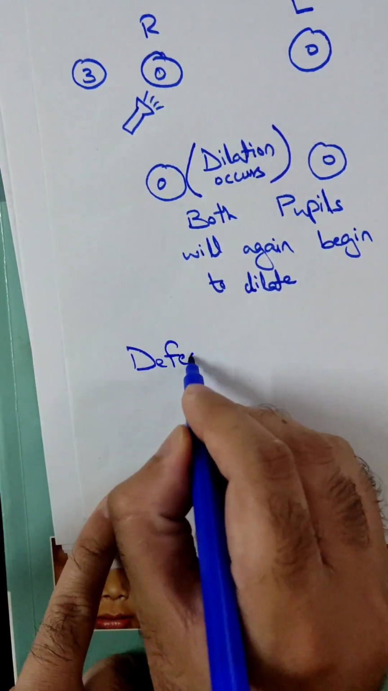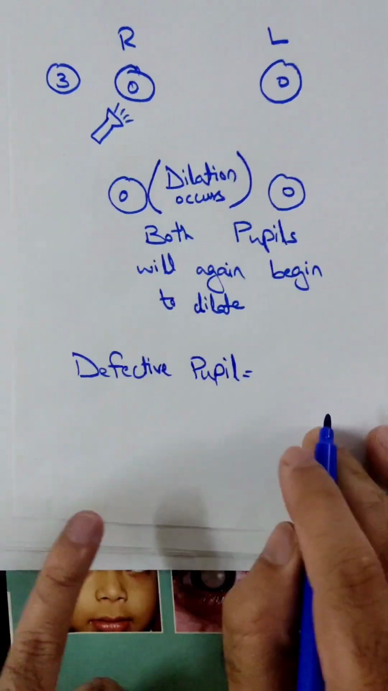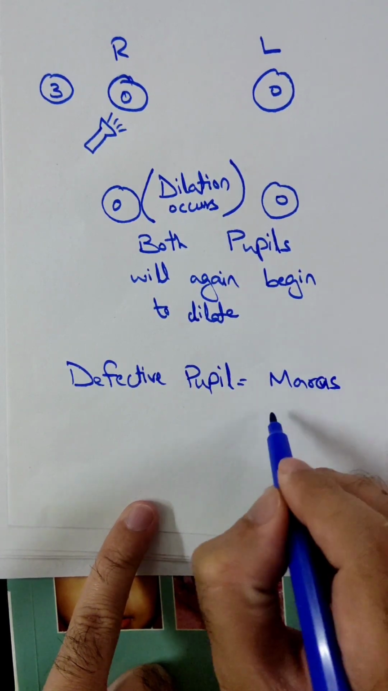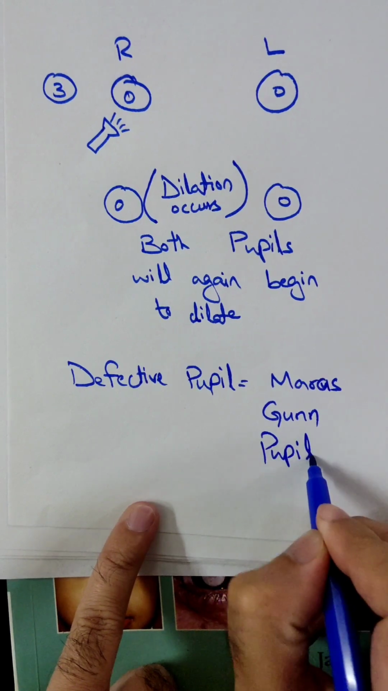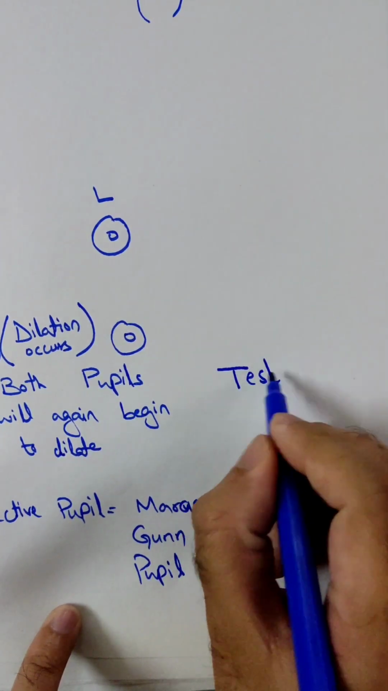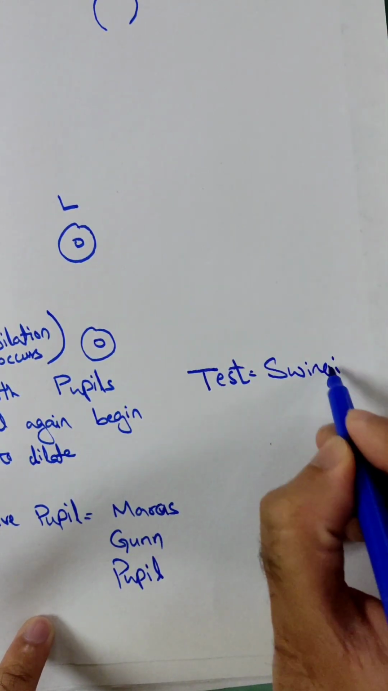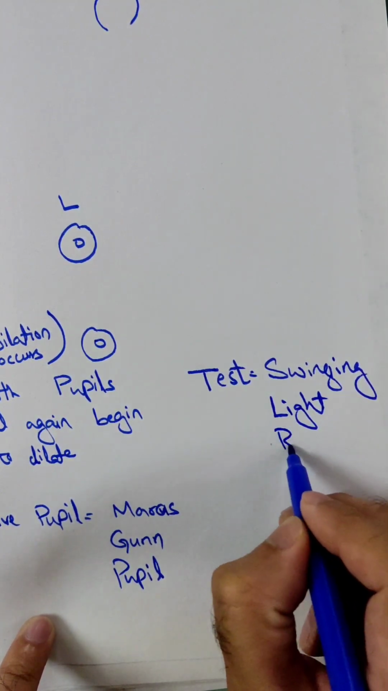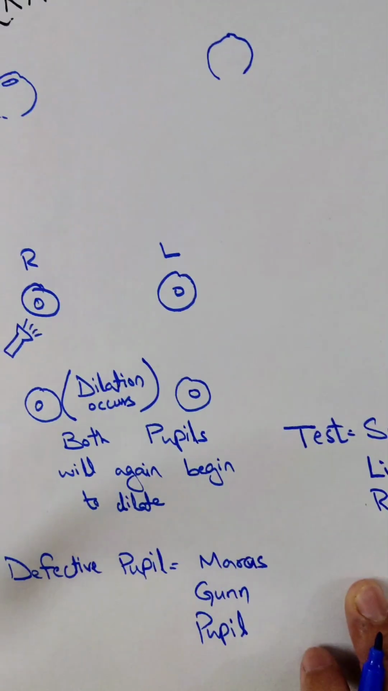Just an MCQ can come, or just another point is that the defective pupil is known as the Marcus Gunn pupil, and obviously it's named after the doctor who discovered it. And the test we use for this is the swinging light reflex test. Since you swing the torch from the right eye to the left eye and again to the right eye, this is a swinging light reflex test that is used for this.